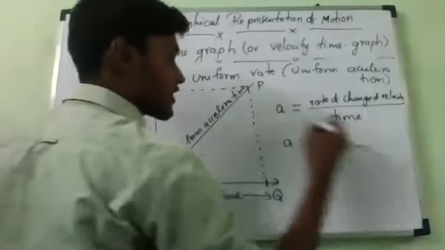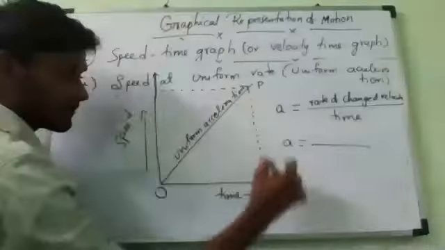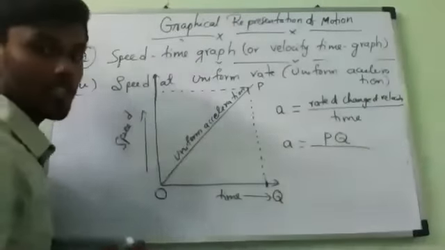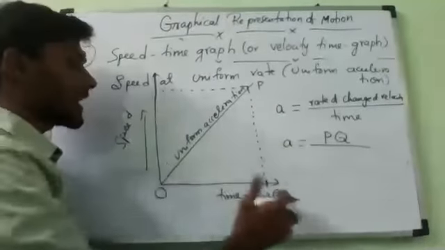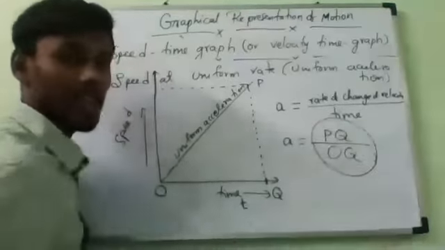So what is that point? First point. What is that point? PQ. Understanding? PQ is the rate of change of velocity. You understand? At least say yes. And what is the time taken? OQ. That's all. So this is called acceleration.